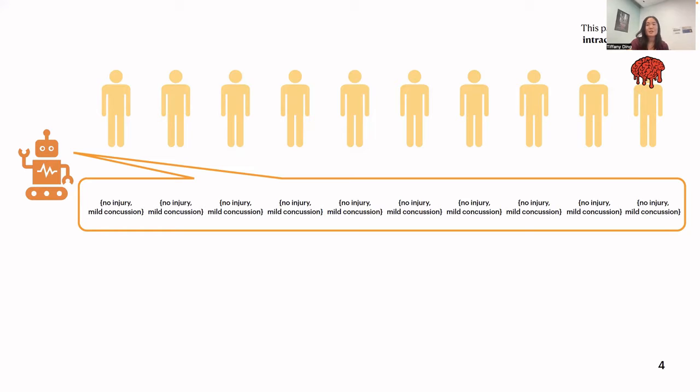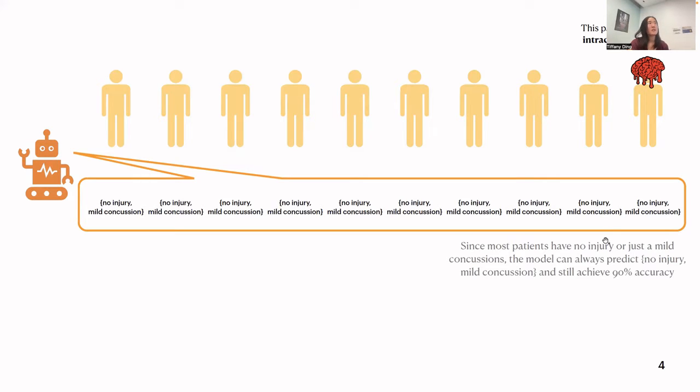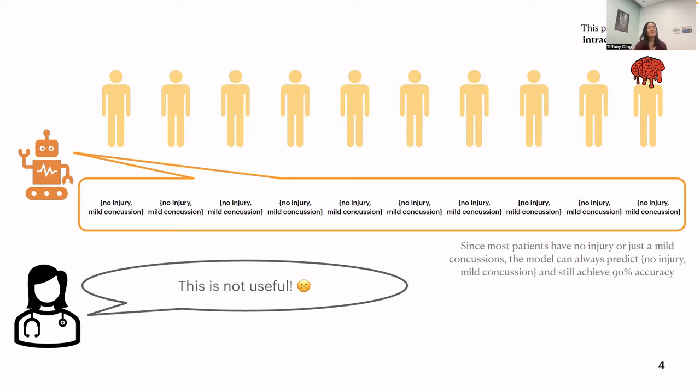So what's happening here is that since most patients actually have no injury or just have a mild concussion, the model can just always output the prediction set that contains no injury and mild concussion and still achieve 90% accuracy. So from your perspective as a doctor, this is clearly not very useful.